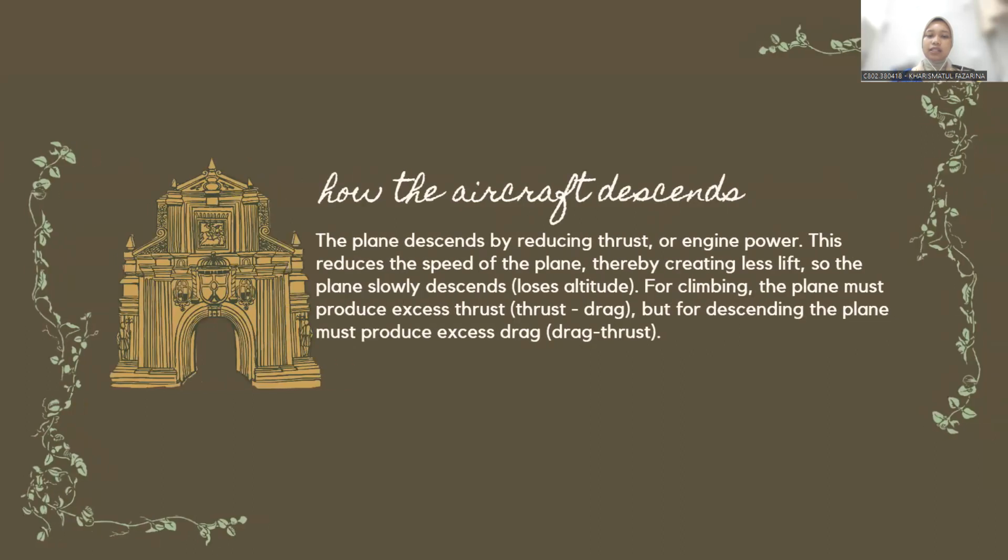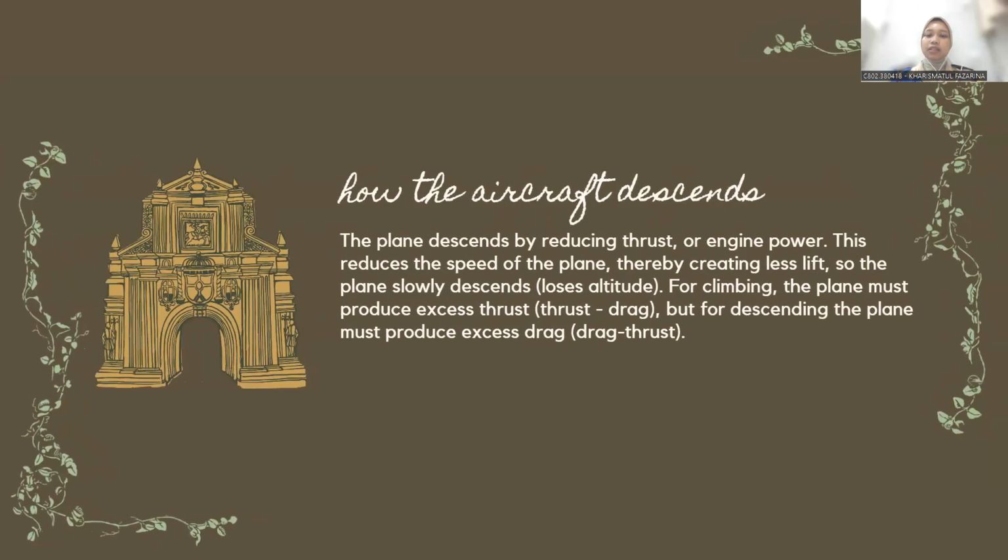How does the aircraft descend? The plane descends by reducing thrust or engine power. This reduces the speed of the plane, thereby creating less lift, so the plane slowly descends or loses altitude. For climbing, the plane must produce excess thrust over drag, but for descending, the plane must produce excess drag over thrust.